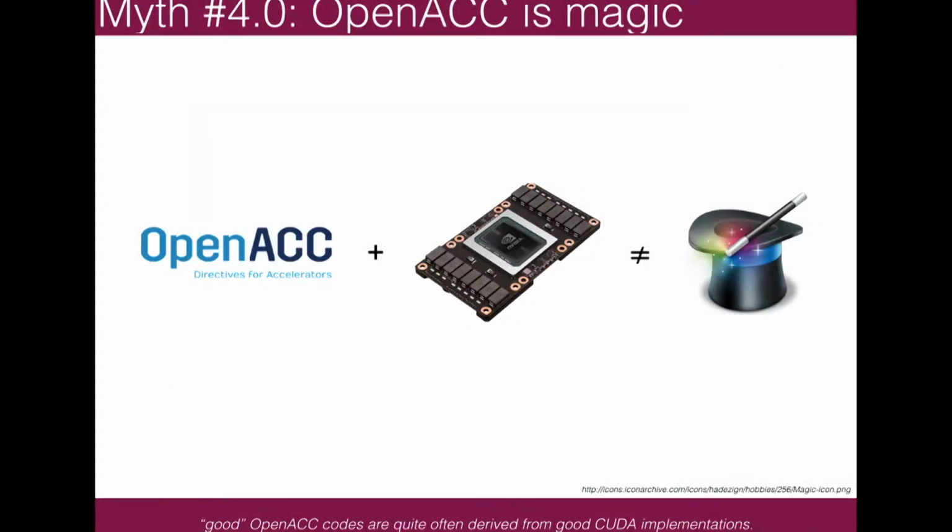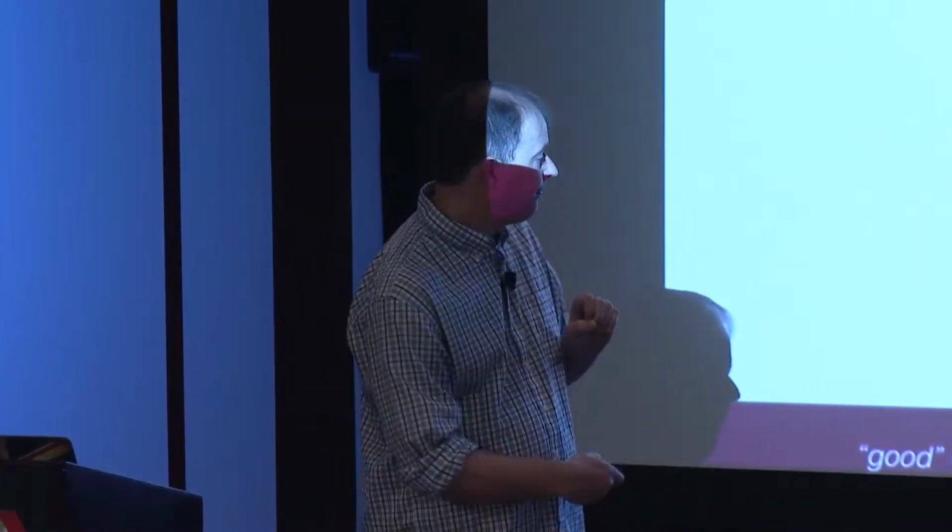Myth number 4, OpenACC is magic. If you just liberally take your code, C, Fortran, whatever, and you liberally decorate it with some OpenMP-like comments, or you can actually substitute OpenMP 4.5 here, the same comments apply. If you take a regular code and decorate it with directives, you are very unlikely to get best performance out of a GPU. The only instance where I've seen high performance out of an OpenACC code is when somebody's taken a CUDA code and converted the CUDA API calls to OpenACC directives.